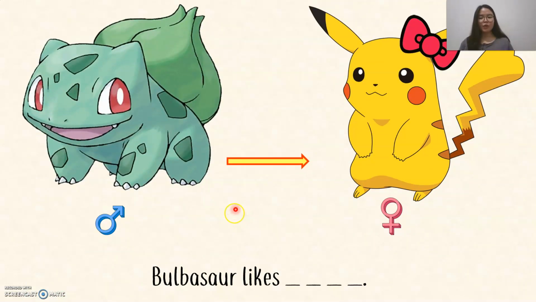What about this one? We have Bulbasaur here, likes female Pikachu. So Bulbasaur likes the object, female Pikachu, so we use her because female Pikachu here becomes the object, not the subject.